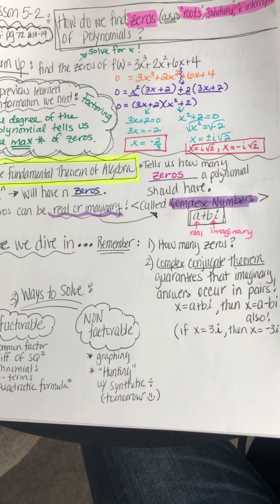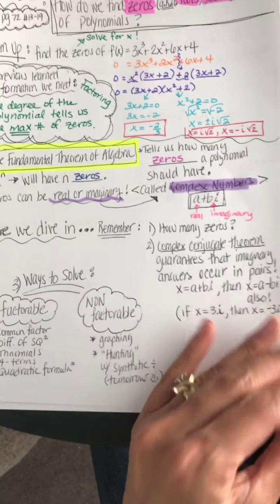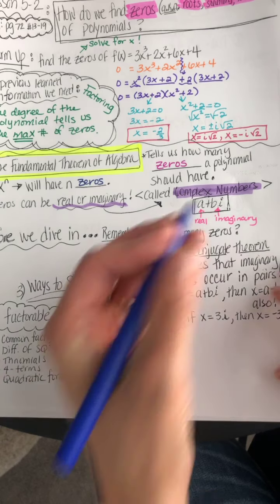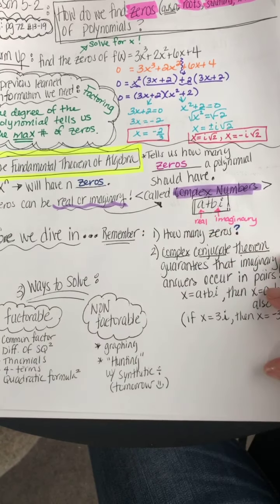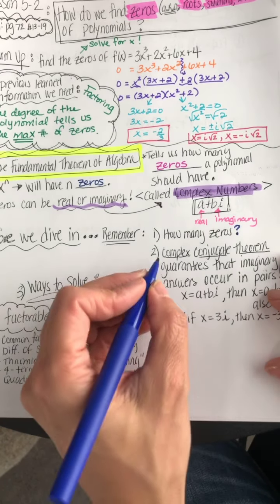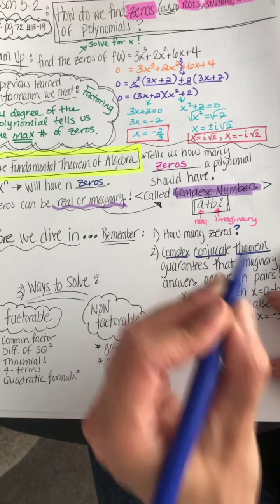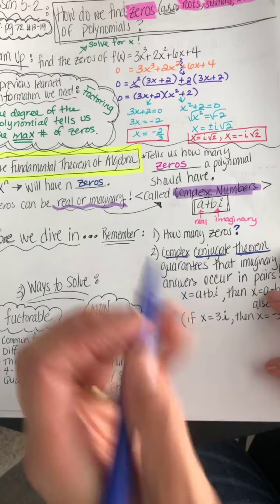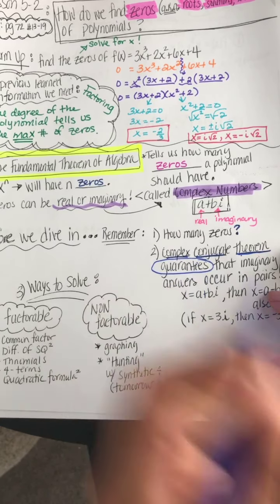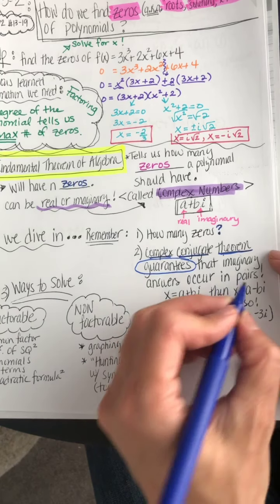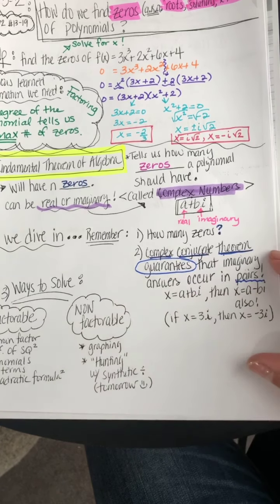Before we dive in though, we have to remember some things. Number 1, how many zeros. That means we need to look at the degree of the polynomial to figure out how many zeros we should be looking for. Number 2, the complex conjugate theorem. We learned this back in Math 2. It guarantees that imaginary answers will always occur in pairs.